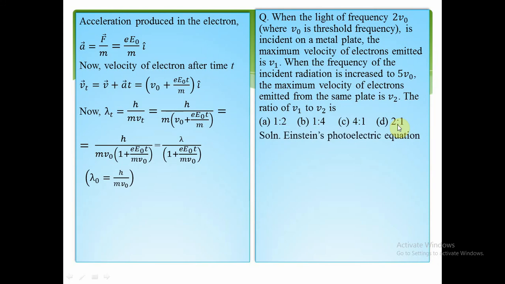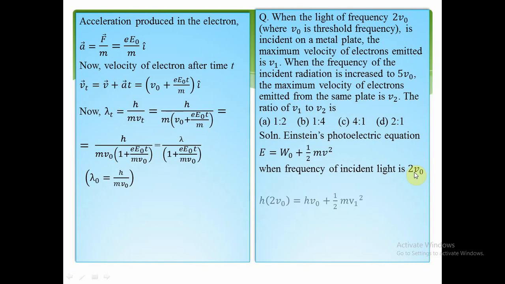Look at the Einstein photoelectric equation, which is given by E is equal to work function plus kinetic energy, and the first incident frequency is given as 2 V naught. Substitute that value into this equation. After the simplification, we know that the energy of the incident photon is given by E is equal to h nu, where nu is the frequency, which is given as 2 V naught. Substitute here and simplify this equation, then you will get h V naught is equal to half m V1 square, where this V1 is the velocity of the ejected electron from the metal surface.